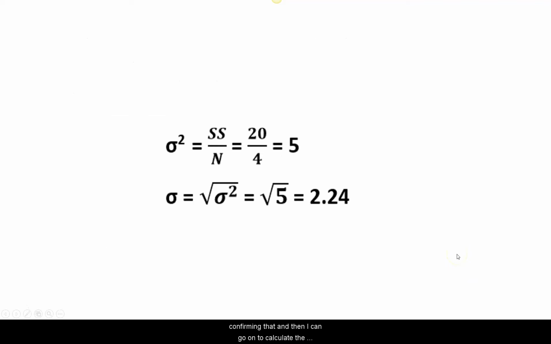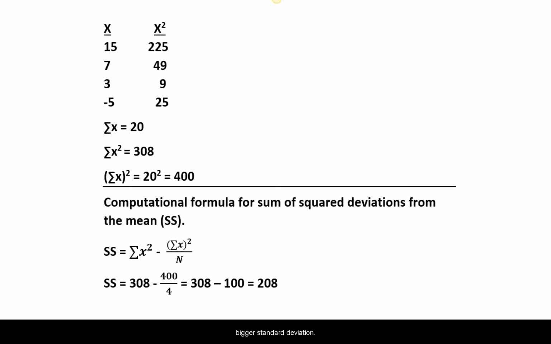So that worked out well. I like confirming that. And then I could go on to calculate the standard deviation. Here's the variance, the sum of the squares over capital N. 20 over 4 is 5, and then I just take the square root of 5 in order to get the standard deviation. So that's pretty easy. But if you'll indulge me, what I'd like to do is show an array of numbers whose mean is also 5, but are more spread out. And of course, we'd expect a bigger standard deviation.